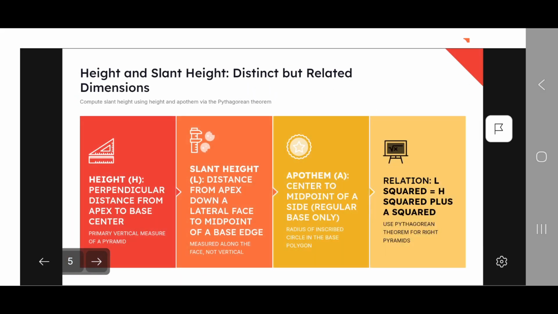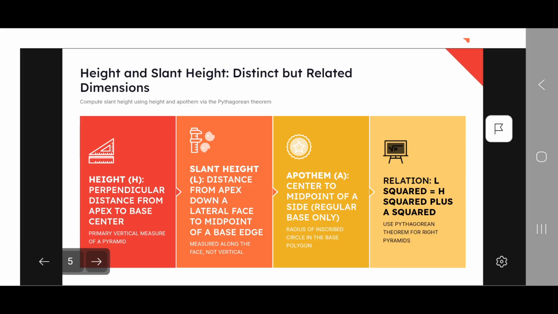So, the height is the perpendicular distance from the apex to the base center. This is the primary vertical measure of a pyramid. Slant height is the distance from the apex down the lateral face to the midpoint of a base edge. It's measured along the face, not vertical.